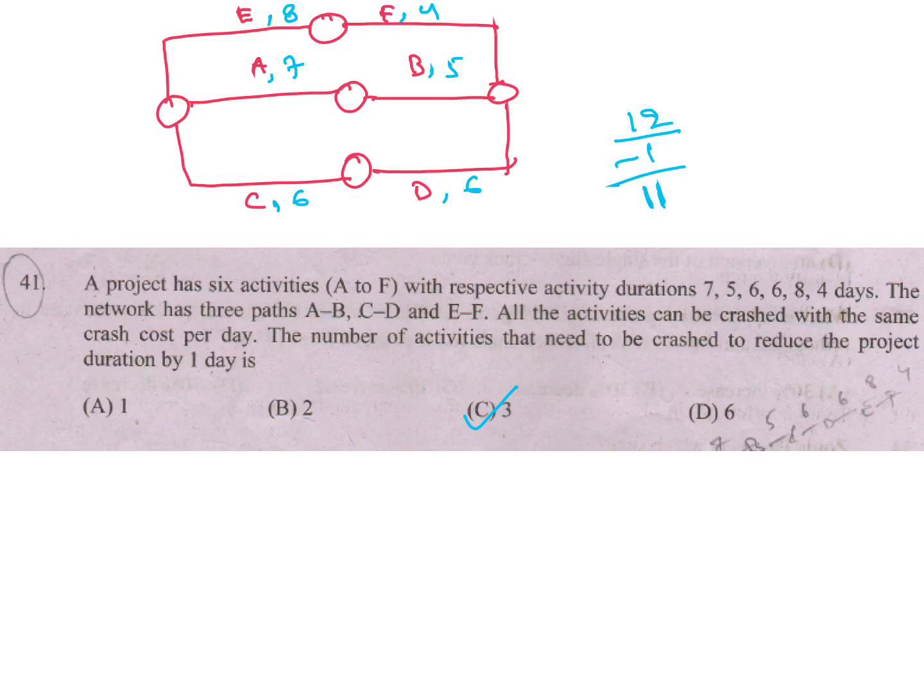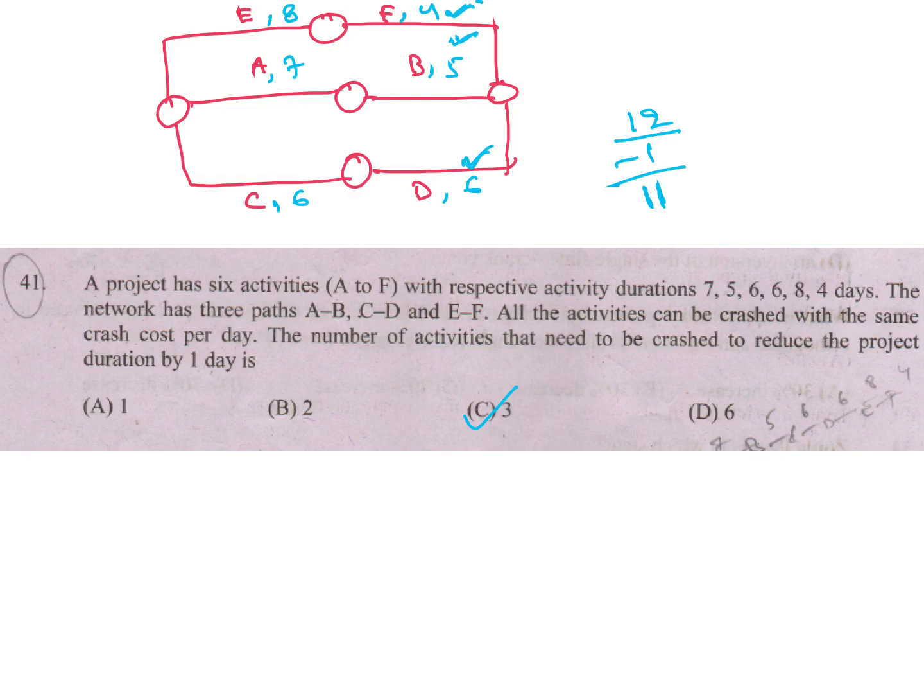So if you crash EF, then the others will still take 12 days. So at the same time you have to crash all three. Then only you will get 11 days. So C is the answer.